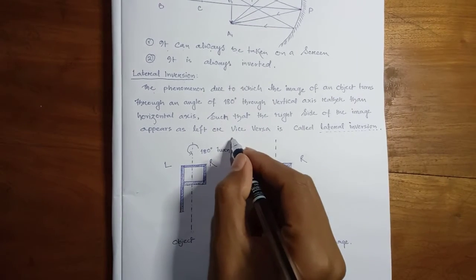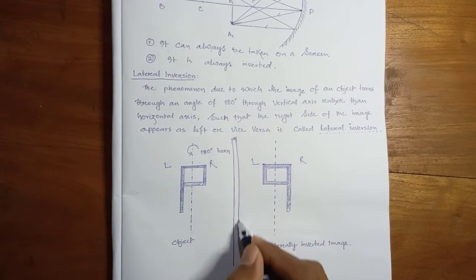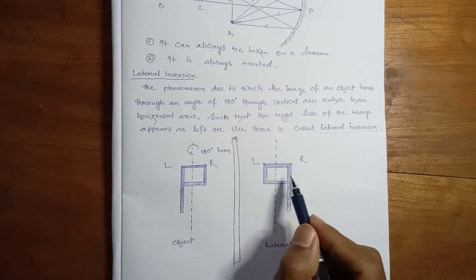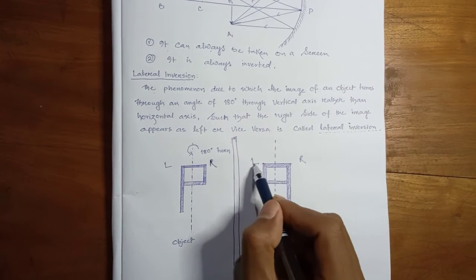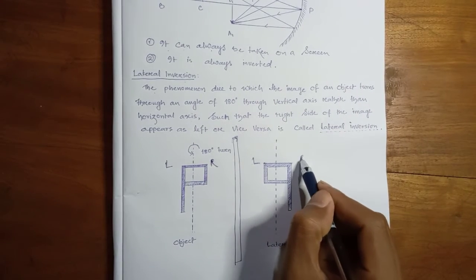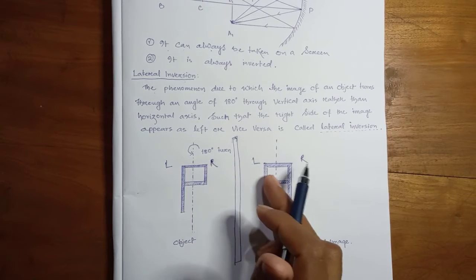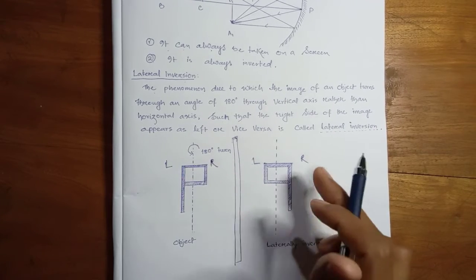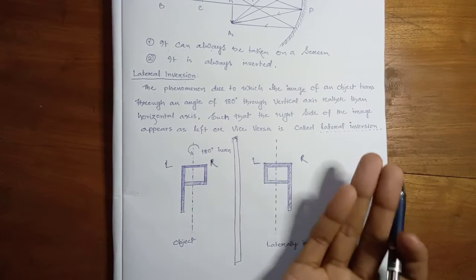Suppose here is a plane mirror. So this is your plane mirror. In front of this, what will you find? Your right side appears as left in the image and left appears as your right in the image. So you see the right side becomes left and left becomes your right. This is called lateral inversion. The letters become inverted.